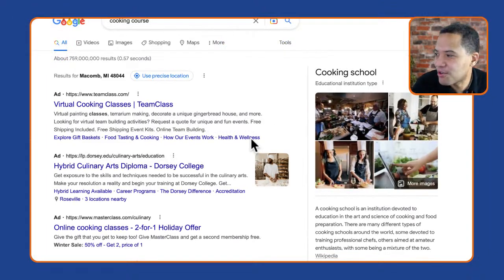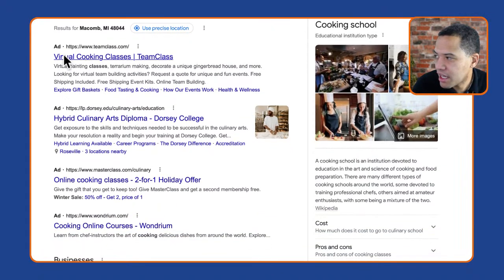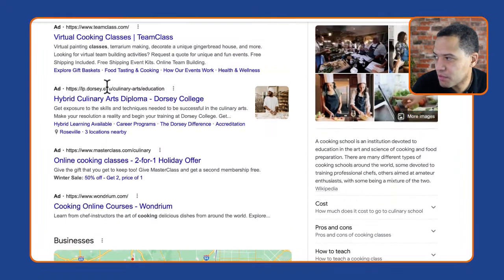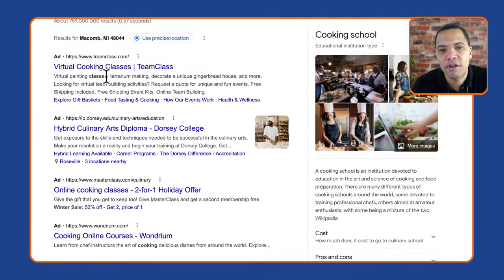You can see here, cooking course, right? You got a bunch of ads here already. There's 4 ads in a row, man. So people are willing to advertise for the keywords on cooking course. If they're willing to advertise, it means they're making money, because you wouldn't be advertising unless you're going to make money off of your advertisement, right?